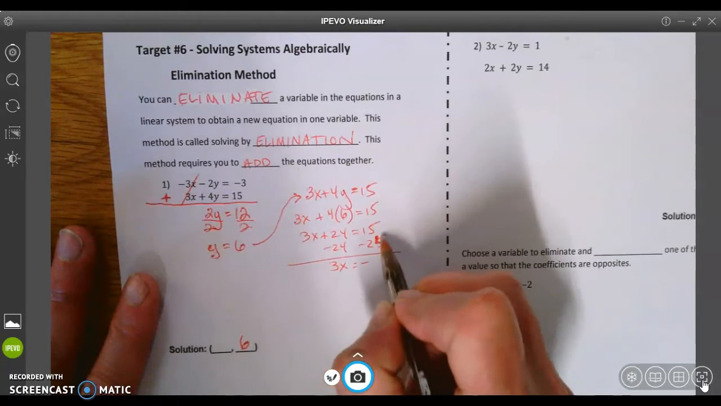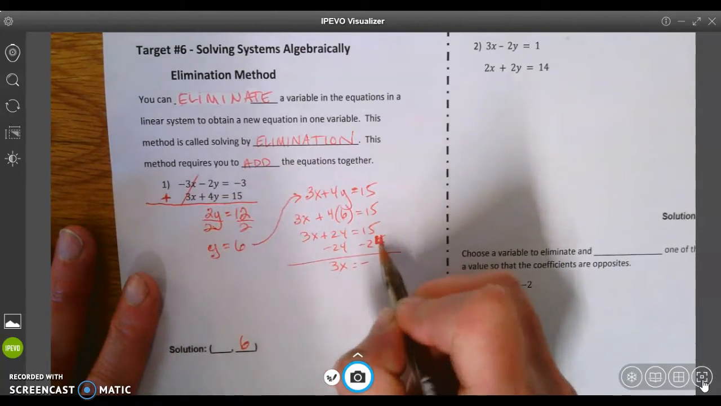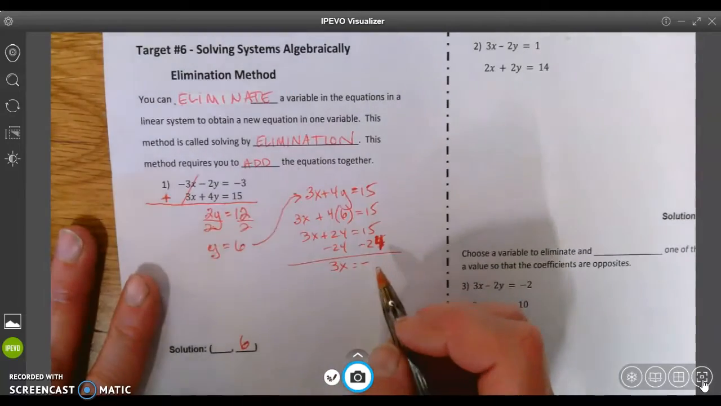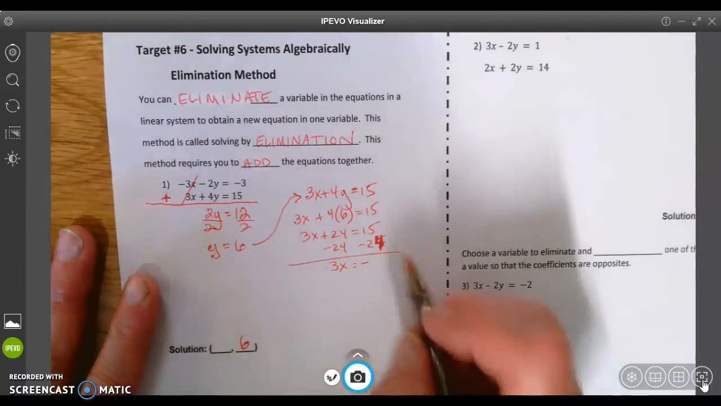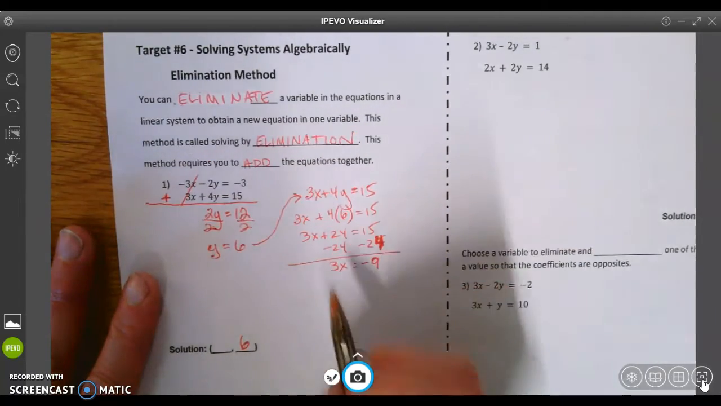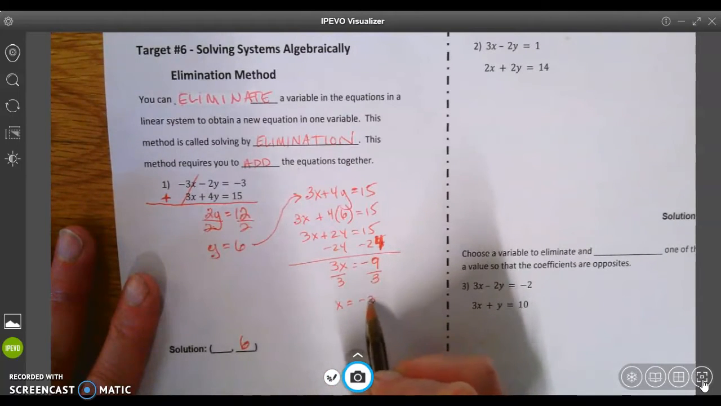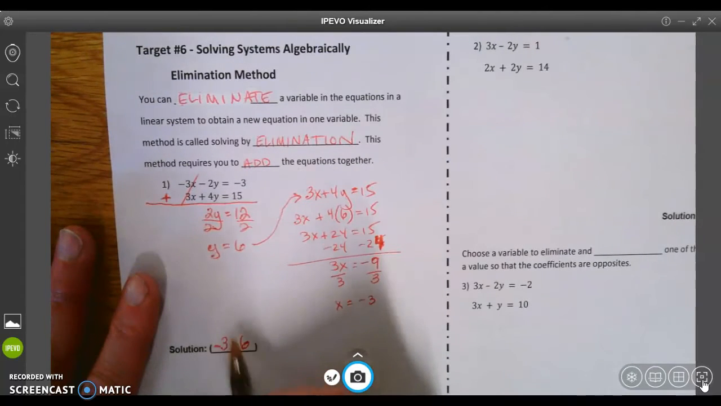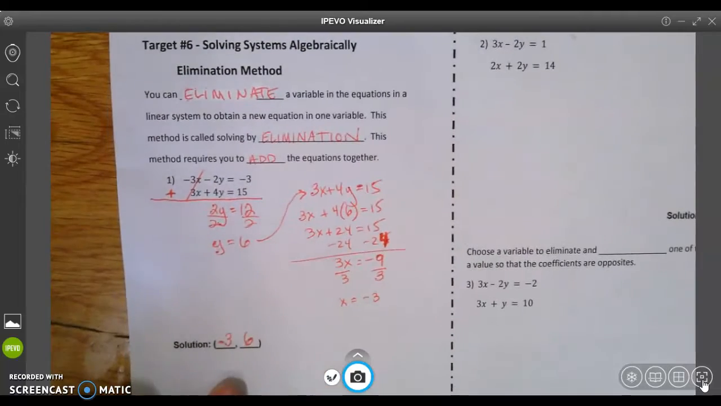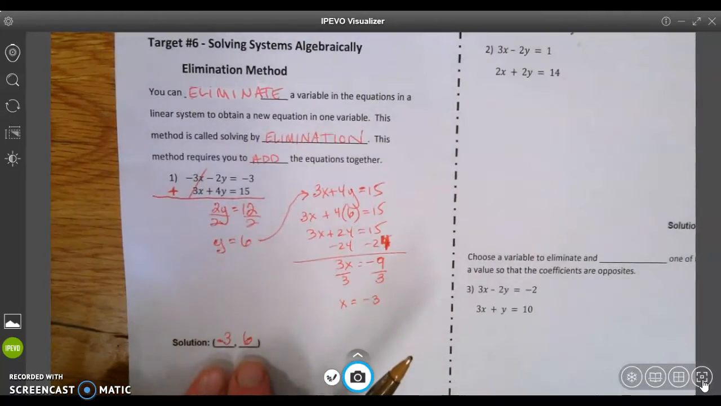I think I made that a 25. It's supposed to be a 24. So let's see. I'm pretty sure that is supposed to be a negative 9. And then, of course, divide by 3. So x has the value of negative 3. And, of course, we found the y value earlier to be 6. Now, this is our solution.